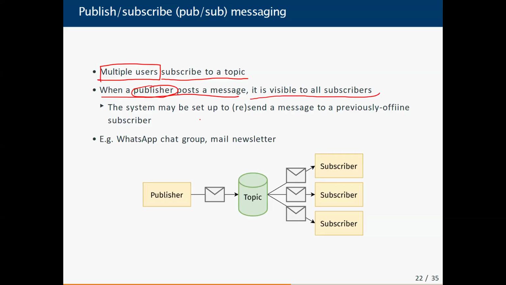One advantage of publish and subscribe messaging is that the system may be set up to send a message to a previously offline subscriber. Even if you're offline, when you are online you will see the message, right? Because this message is stored in memory or on the hard disk. Even if your system restarts or crashes, the message is still here. Every time you go into your WhatsApp, you will see the message. It will not be deleted. So this is called publish and subscribe messaging.